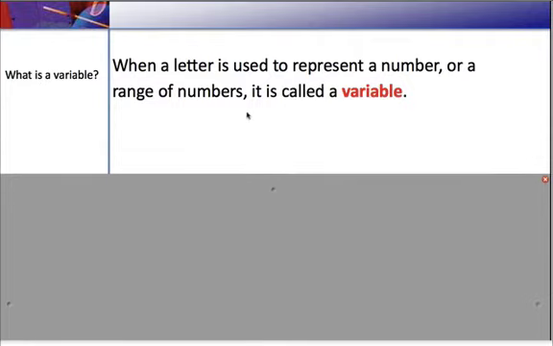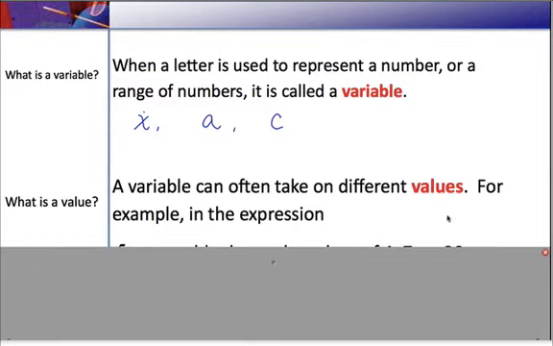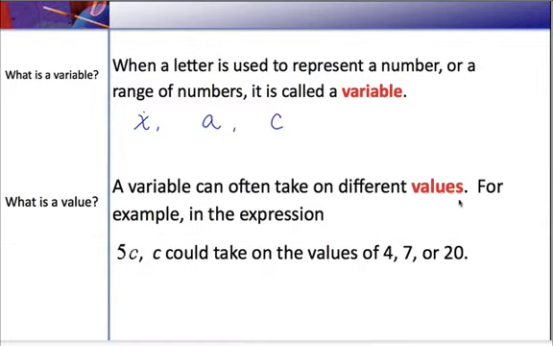So different examples of variables, of course, you guys have seen X, the most famous. But we could use A, we could use C, we could use just about any letter that we want to represent any number. Usually it represents a number that we don't know. So variables can take on different values. For example, if we have the expression 5c, like you do right here, c could take on lots of different values. It could take on the value of 4, 7, 20, maybe negative 3/2. It could take on lots of different values in that entire expression.